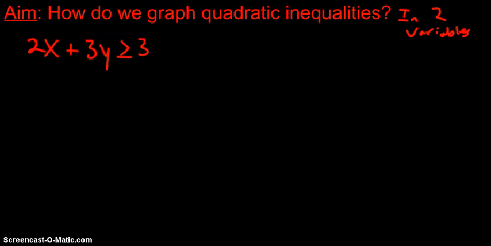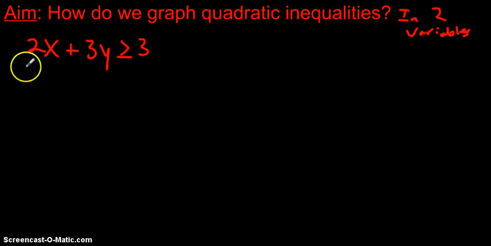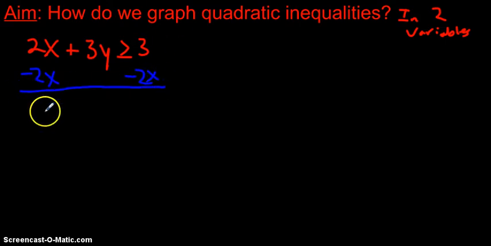So I would want to put this in slope-intercept form so I can very easily graph it. If you know how to do it from standard form, you can do so. Let's solve for y. Alright, so subtract 2x from both sides. We'll get 3y is greater than or equal to negative 2x plus 3.